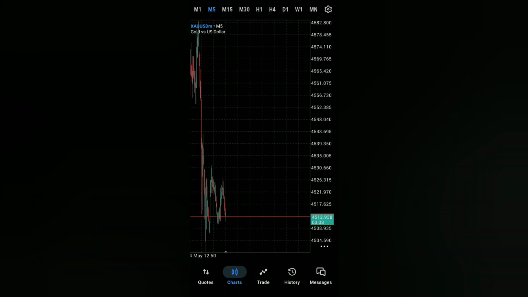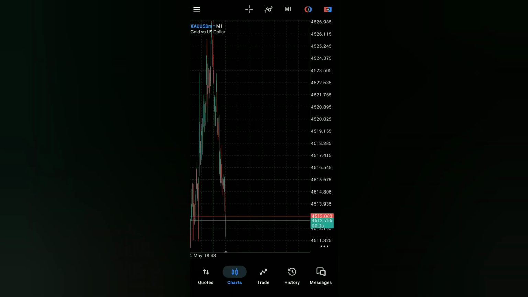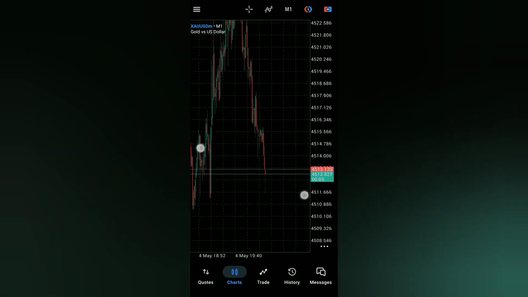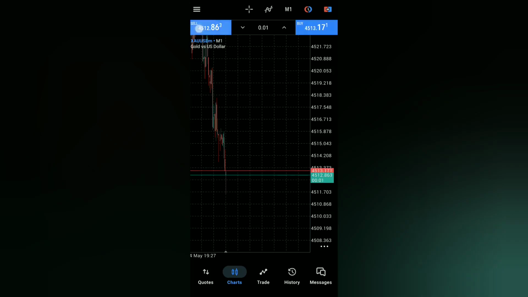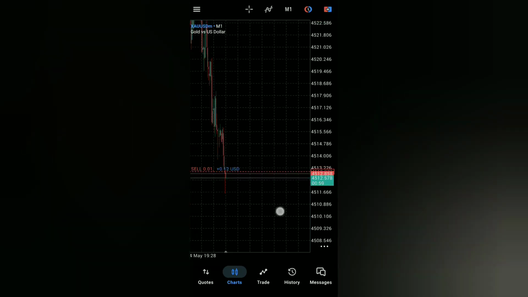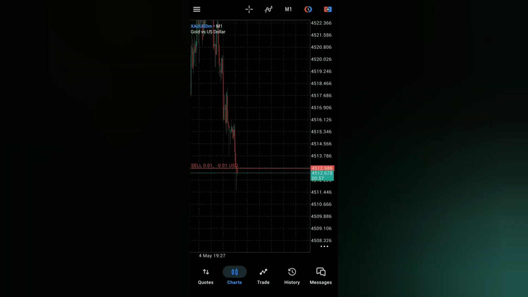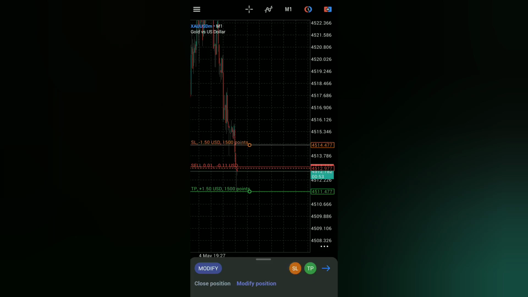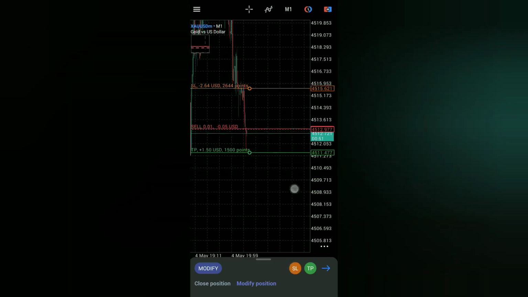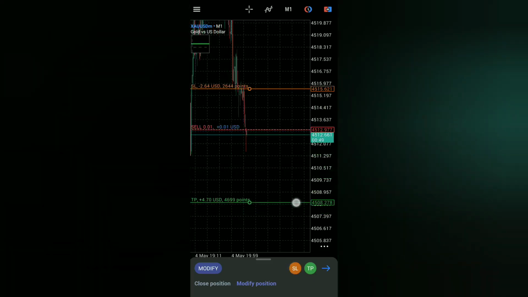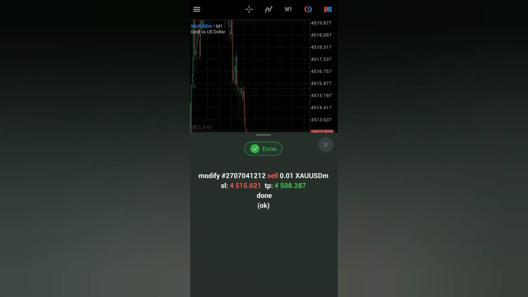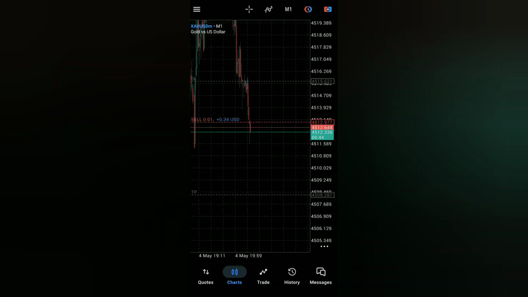Let's say we enter the trade. Let me come down to this 1 minute time frame because it's moving fast. Let's say we just saw this trade and we just entered. We entered a sell, right? We entered a sell and it was going like this. Maybe we put our stop loss here at $2 and our take profit at $4. That is 1 to 2.